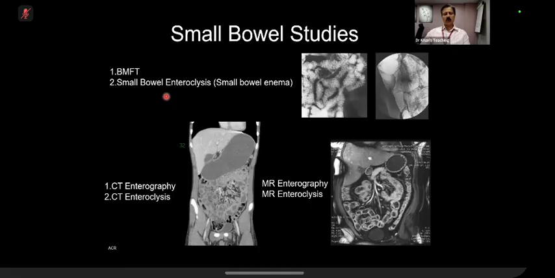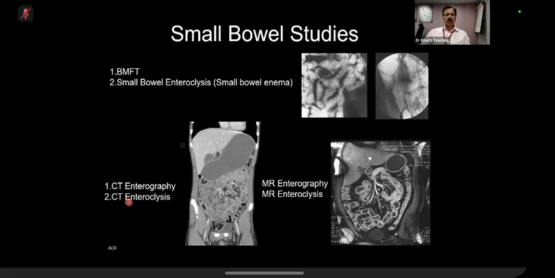Then we give double contrast, we use methylcellulose, and it gives a lot of distension of the small bowel. It's a very good study. But the patients, of course, they don't like it. Nobody likes an NG tube going in and then being manipulated into the proximal duodenum. Then we have got a CT enterography, simple, where we use oral contrast and then we do a CT in a portal venous phase.